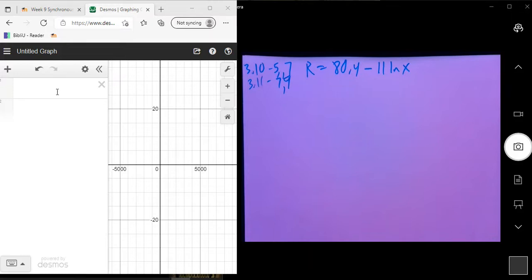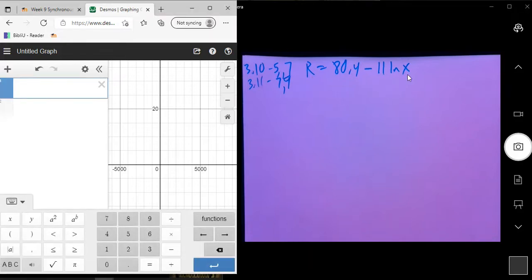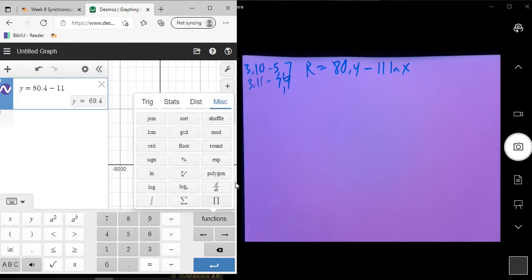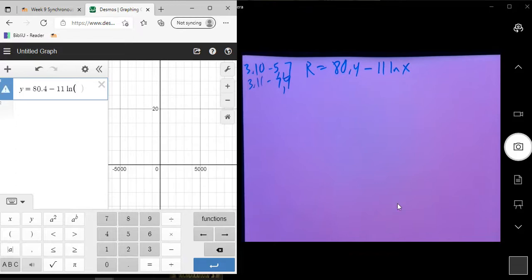So what I would suggest that we do is put this equation in, but make R y, and we can leave x. So we would have y is equal to 80.4 minus 11, and then we would need to get the natural log. So we hit the function, and then miscellaneous, and then natural log, and then x.